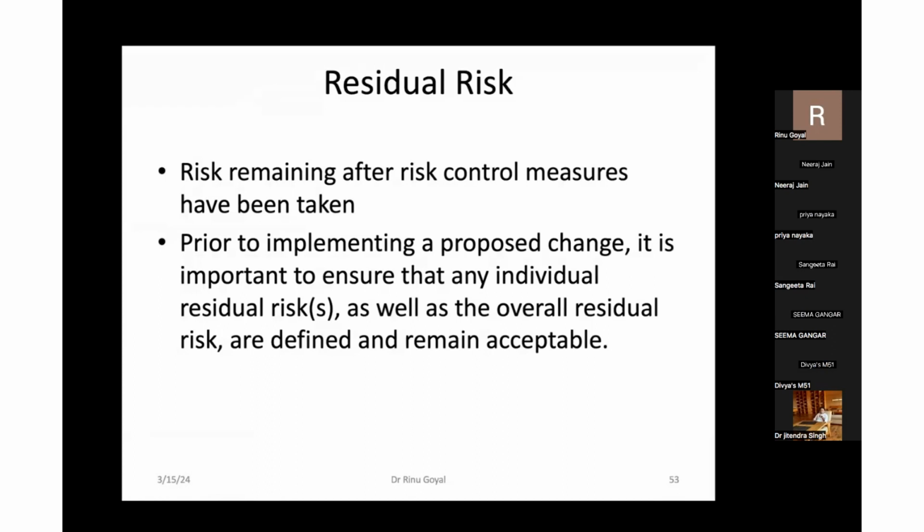So what is residual risk all about? The risk remaining after the risk control measures is the residual risk. In the risk management plan itself, it is to be decided that after taking all the actions, this particular thing will go down to this level, which we have to expect and accept. So prior to implementing a proposed change, it is important to ensure the individual residual risk as well as the overall residual risk. What is this? There are so many potential causes in each step. So every step will give rise to some residual risk. Combining all will be the combined residual risk. So has it been reduced to an acceptable level or not?